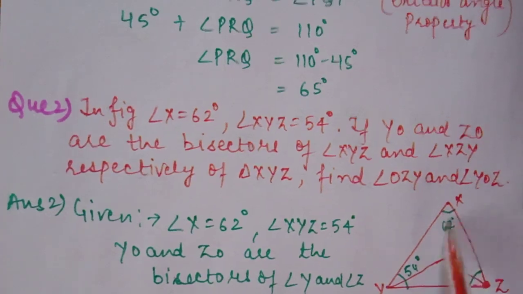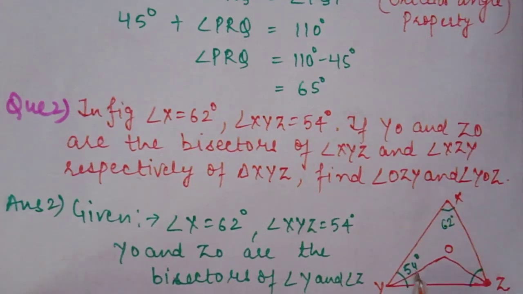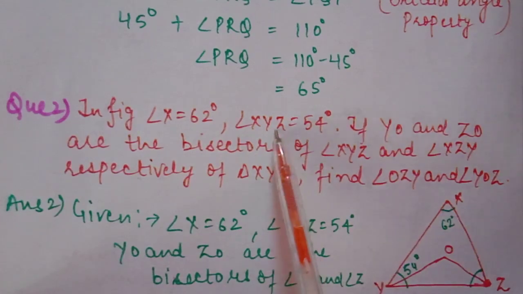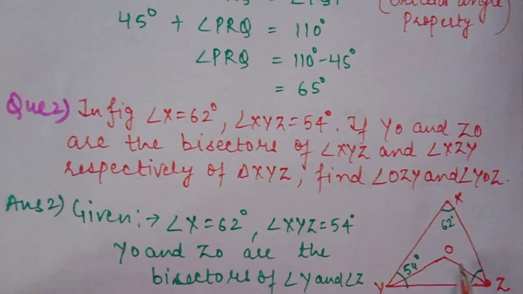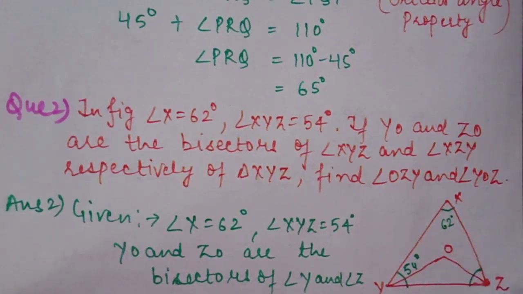In this triangle we have two angles. Some of the students are sometimes confused with this part, that they are not able to understand whether this is half of the value of this angle, or the complete angle. This is your complete angle, it is clearly given here. So first of all we have to find OZY. OZY means this angle. It is very clear that YO and ZO are the bisectors of these two angles. Then definitely if we know the complete angle Z, we will bisect that angle.